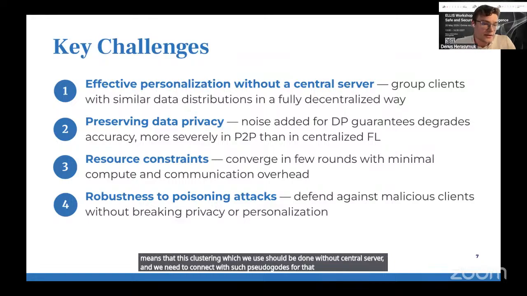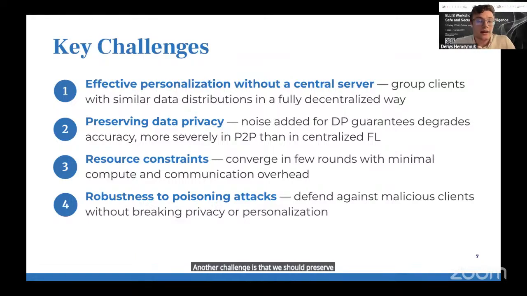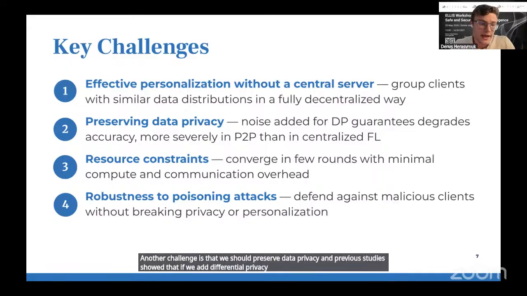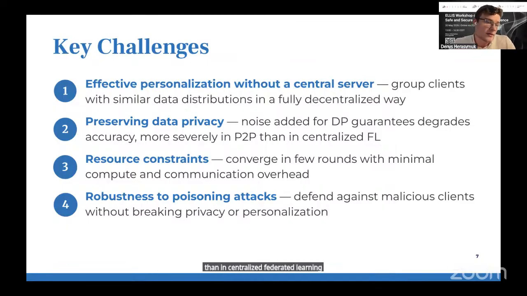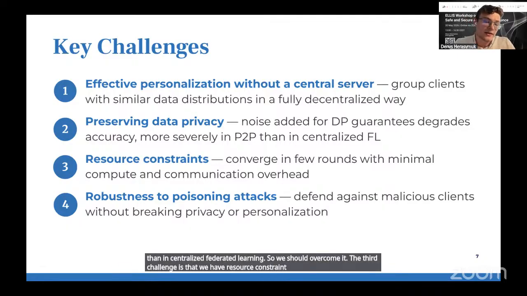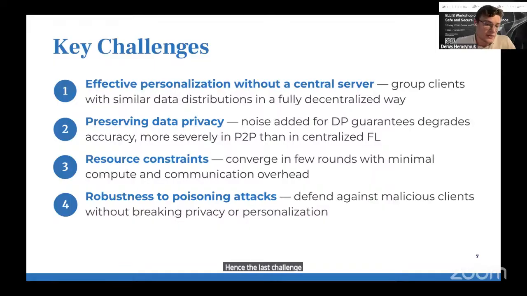Another challenge is that we should preserve data privacy. Previous studies showed that if we add differential privacy noise to model gradients, it degrades accuracy, and it degrades accuracy even more severely in peer-to-peer than in centralized federated learning. So we should overcome it. The third challenge is resource constraints. From the practical side, this means that our training procedure should converge in a few rounds with minimal compute and communication overhead. And the last challenge is that we should be robust to different data and model poisoning attacks.